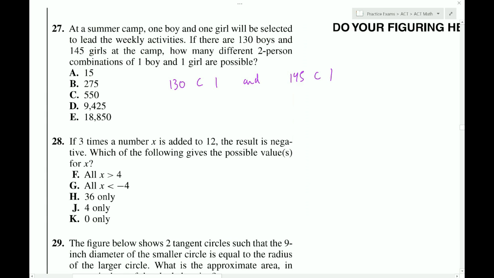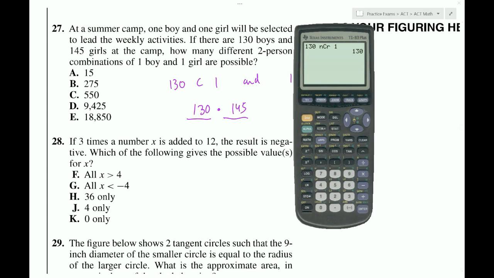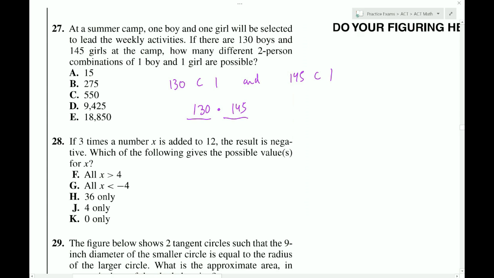You get 130, right? That's kind of silly to do this, but I just wanted to show you where that was in the calculator. So instead of interpreting it as 130 choose 1, there's another way you could think of it. How many ways can I do for the boys? Well, it's 130. How many ways can I do for the girls? 145. I have to do this and this, so it's multiply, right? So that times 145 equals 18,850, right?